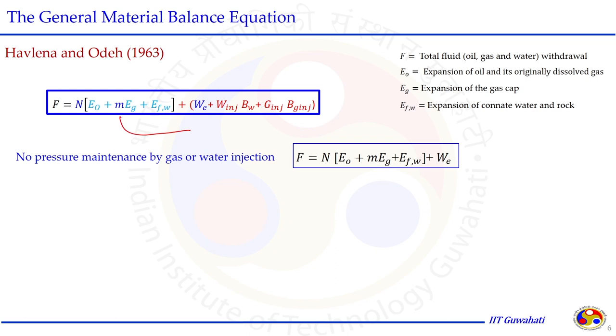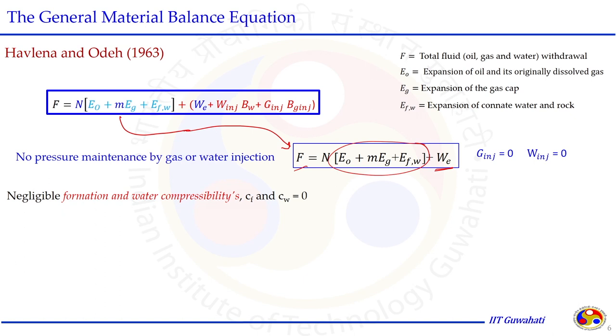There could be cases when gas and water are not injected into the reservoir. If that is the situation, this expression will reduce to a further simplified form, that is F is equal to N, all the contributing factors, plus water encroachment. So these two terms, injection of the gas and injection of the water, will be withdrawn from this expression.